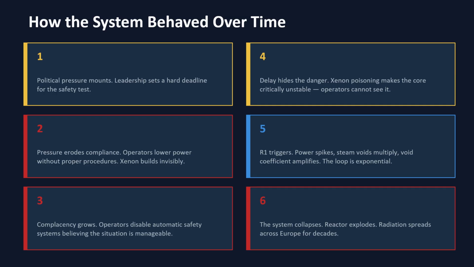Then the hidden delay becomes really important, because the xenon poisoning made the reactor unstable, but the operators still couldn't see it. At that point, the runaway loop triggers, power spikes, steam voids increase, and reactivity accelerates really fast. Finally, the system collapsed and led to an explosion and radiation exposure to the public.